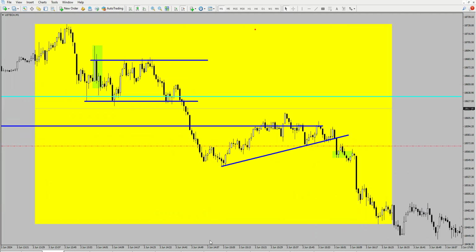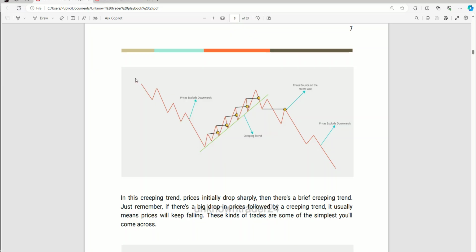And some of you will say, oh, but we don't have this trend. You do have this. You see, this is the playbook. I drew the trend. Prices explode down, then they start creeping, and then they are more likely to bounce and then go down. But look at this. In this creeping trend, prices initially drop sharply, then there's a brief creeping trend. Just remember, if there's a big drop in prices followed by a creeping trend, it usually means prices will keep falling. These kinds of trades are some of the simplest you'll come across.